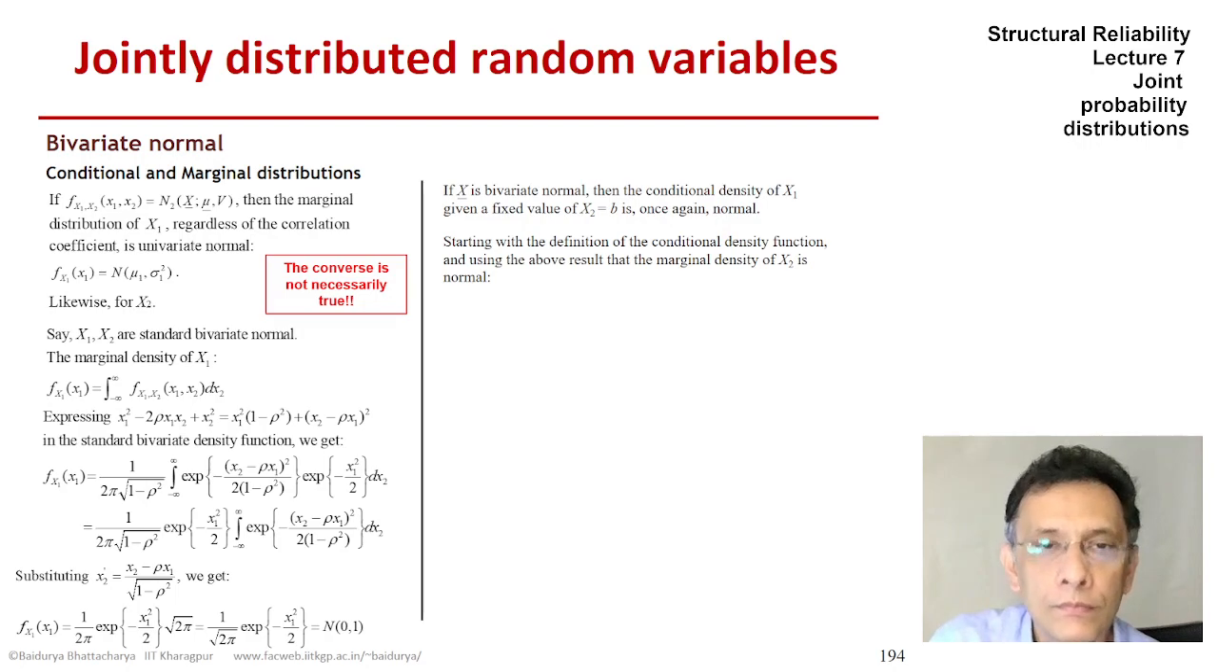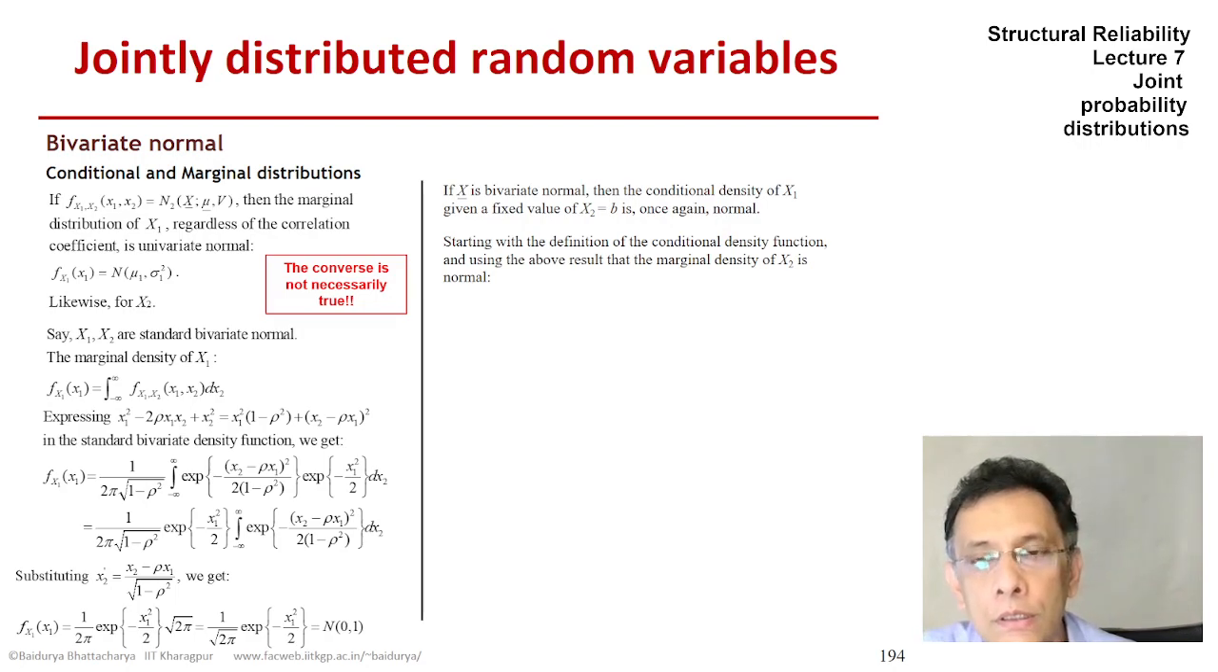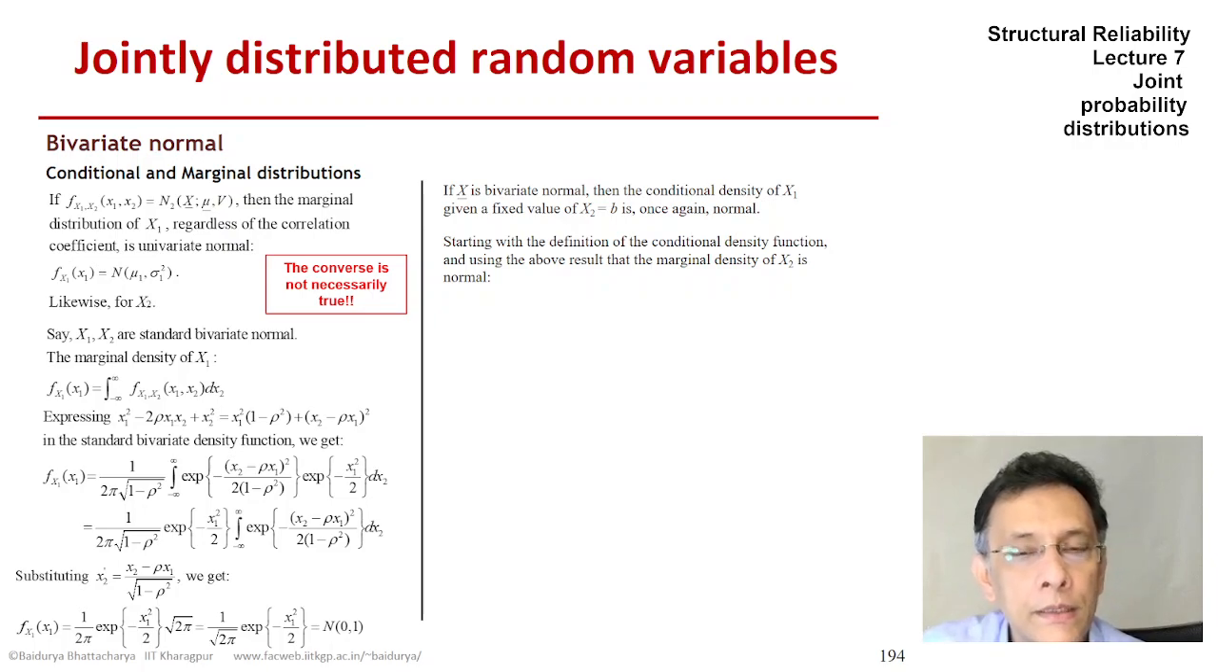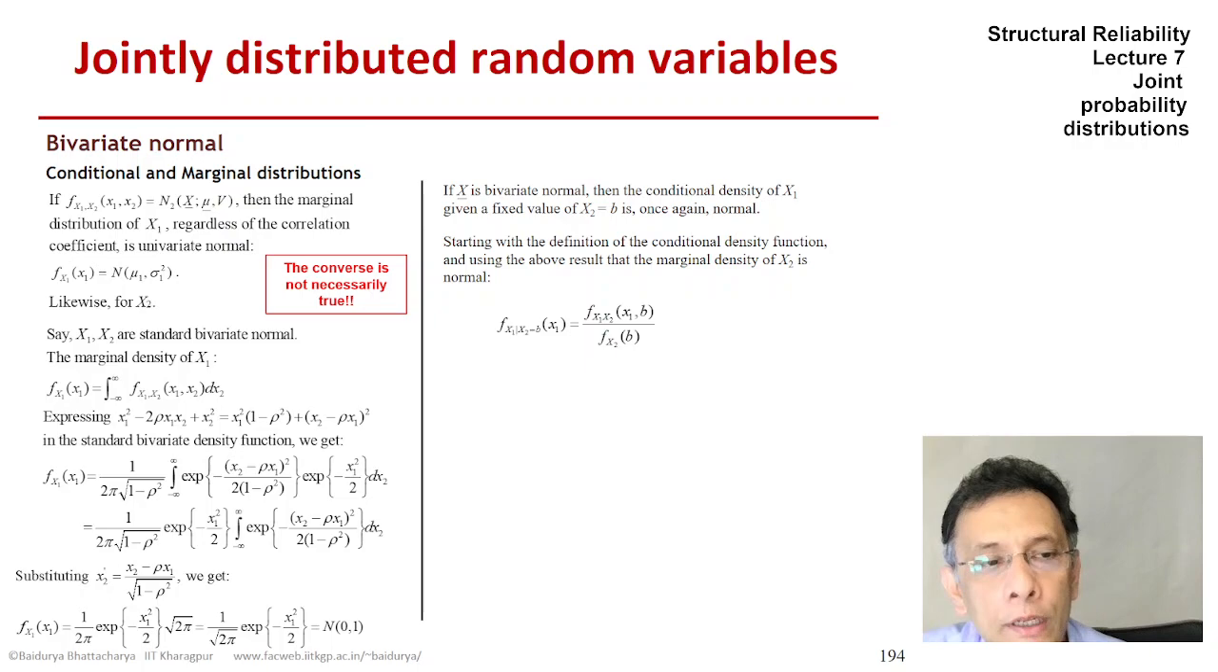The same logic can be taken for the conditional density function. If X is bivariate normal, we already know that the marginal density of either one is univariate normal. So if X is bivariate normal and we fix the value of, say, X2, then the conditional density of X1 is again normal. And that can simply be achieved by dividing the joint normal expression by the marginal density of X2 evaluated at the particular value b.